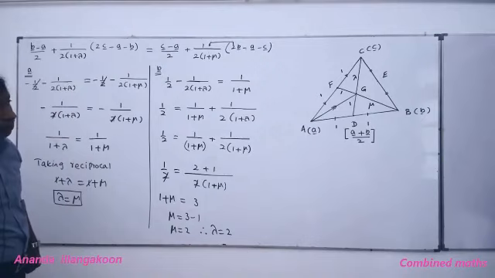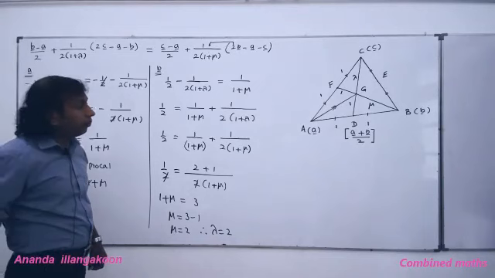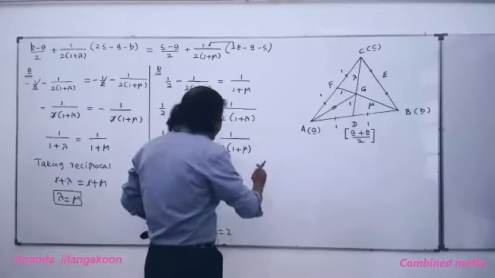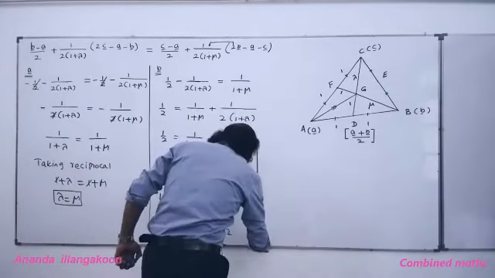Right. Now I am going to find this position vector of G. Position vector of G I am going to find. Okay. Right. That could be found very easily this way.